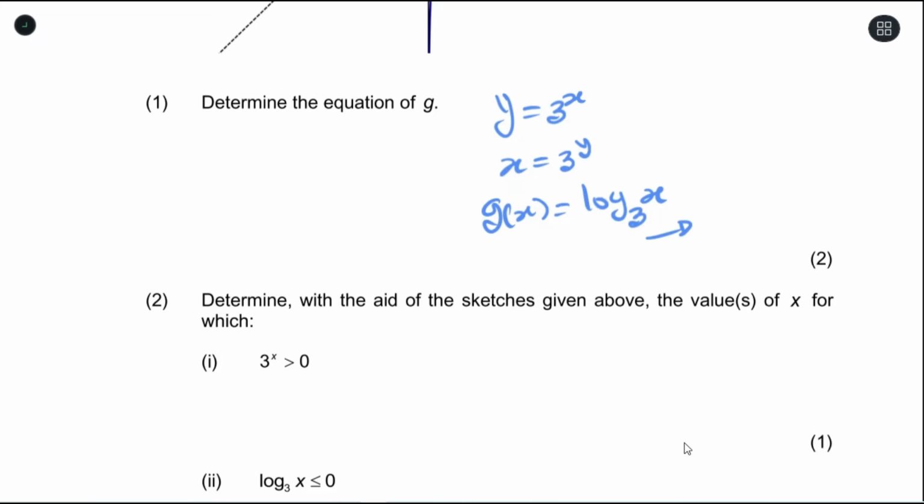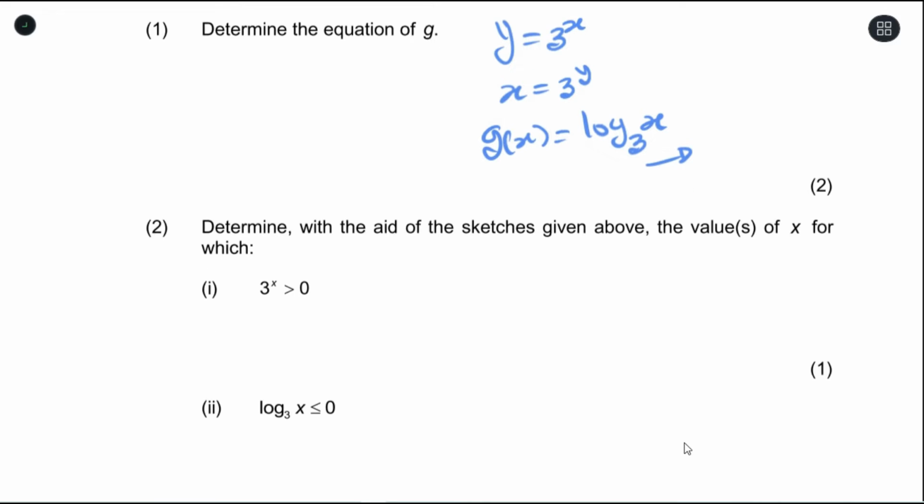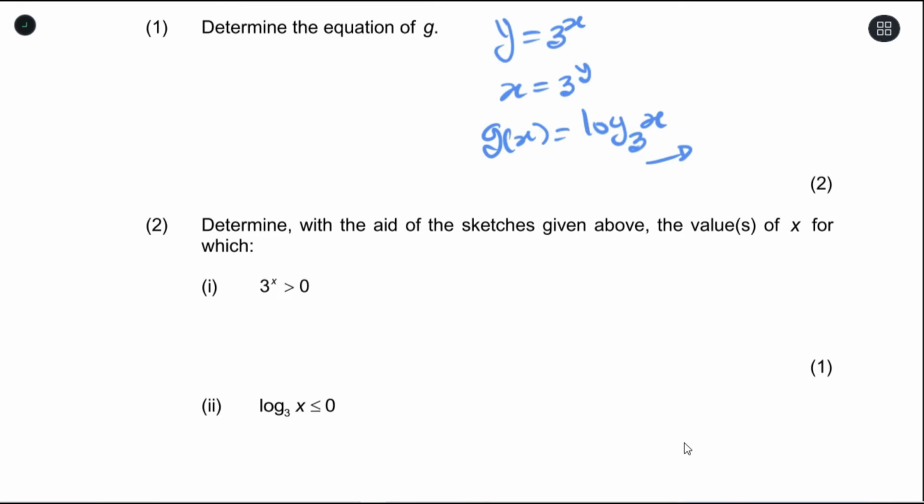Now question 2 says, determine with the aid of the sketches given above the values of x for which 3 to the power x is greater than 0 and log base 3 of x is less than or equal to 0. What this actually means is that f of x is greater than 0, and g of x is less than or equal to 0. Don't forget that this also represents y, so the y of this is greater than 0, and the y of this is less than or equal to 0. Let's start with them individually.